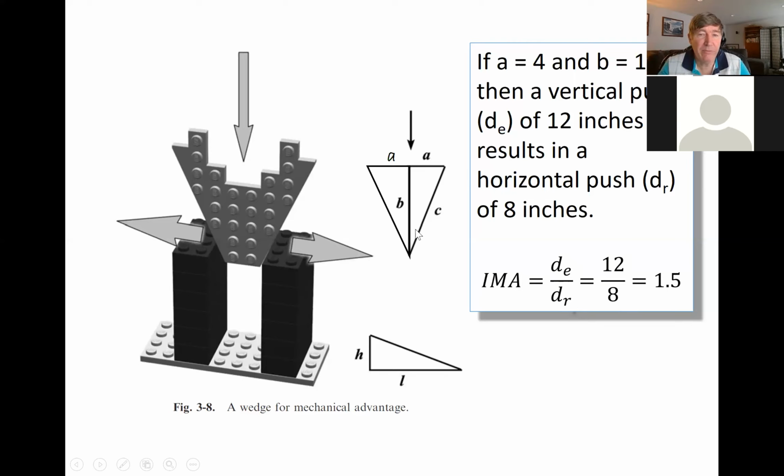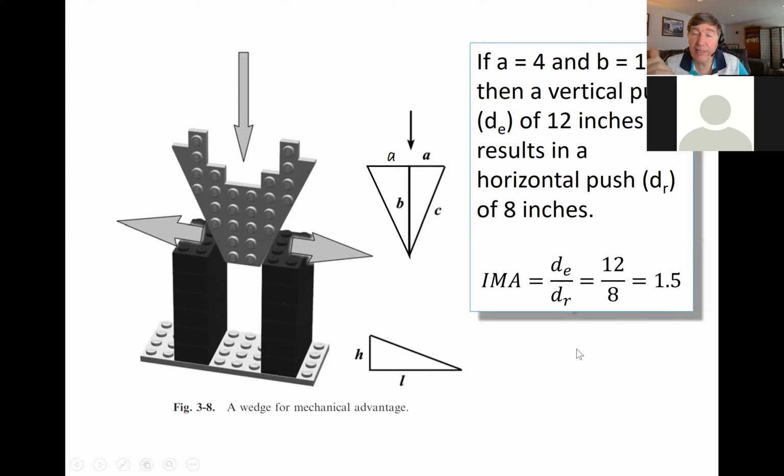So what does that do to my IMA? That actually reduces my IMA. My IMA used to be 3. Now my IMA is only 1.5, because the formula is still the same. It's whatever distance your hand moves, which in this case is 12, divided by whatever distance the machine moves, which in this case is 8. So my IMA, which used to be 3, has now gone down to only 1.5. I hope that this is clear.